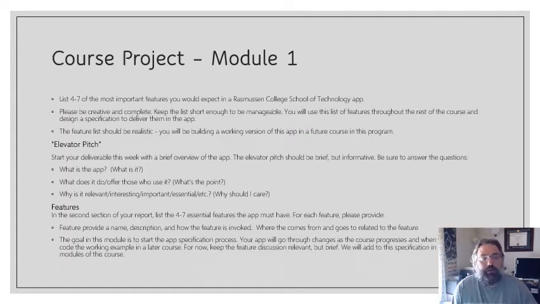Course project, module 1: list 4 to 7 of the important features for your application that you would like to create. It does not have to be a Rasmussen College School of Technology app, rather just an application that you would like to create. Be creative, have fun, do something interesting. Make sure that it's reasonably long, but you don't have to make it overly long. So it should be something that is concise and communicates the goals of the application in a way that somebody could envision it in their head, and potentially even start thinking about how they would go about building it.